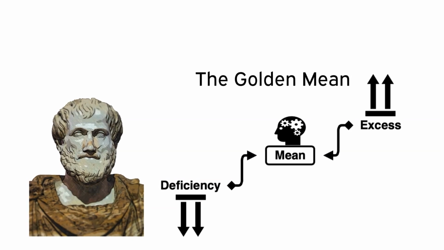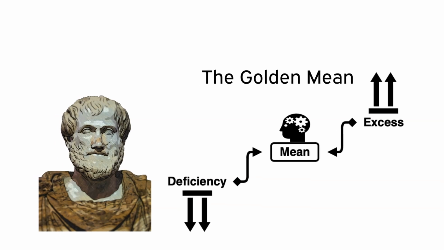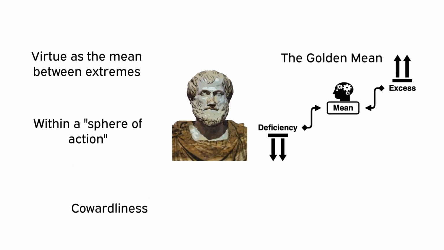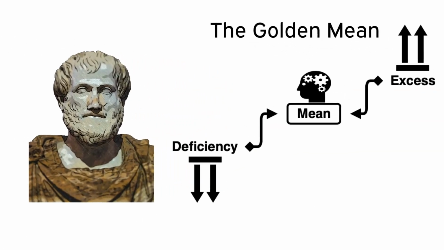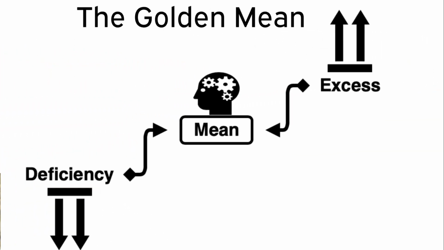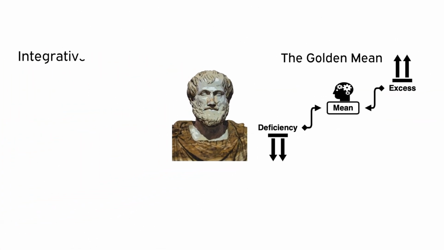As an example from one of his virtues, a vice of deficiency could be cowardliness, and at the other extreme, we would have the excess vice of rashness, with the golden mean between the 2 vices being the virtue of courage. Not too timid, not too reckless, a virtuous middle ground. When we think about the structure of Aristotle's mental model of the golden mean, it brings us close to a modern creation known as integrative thinking.